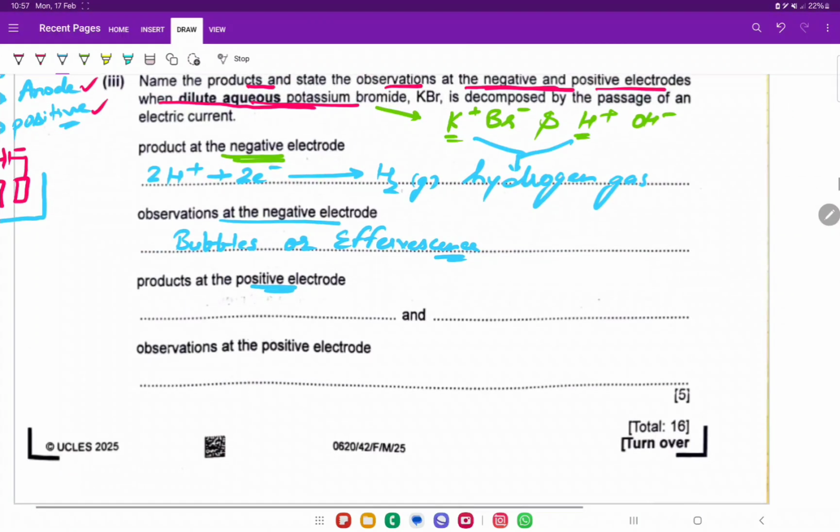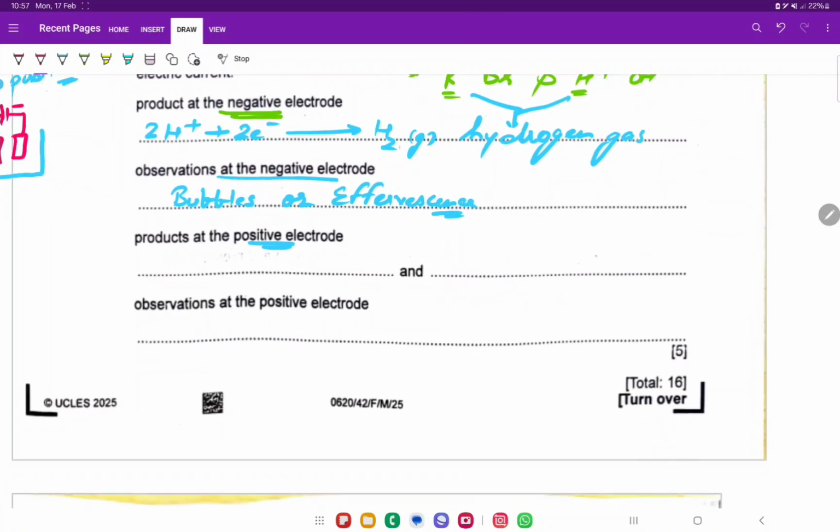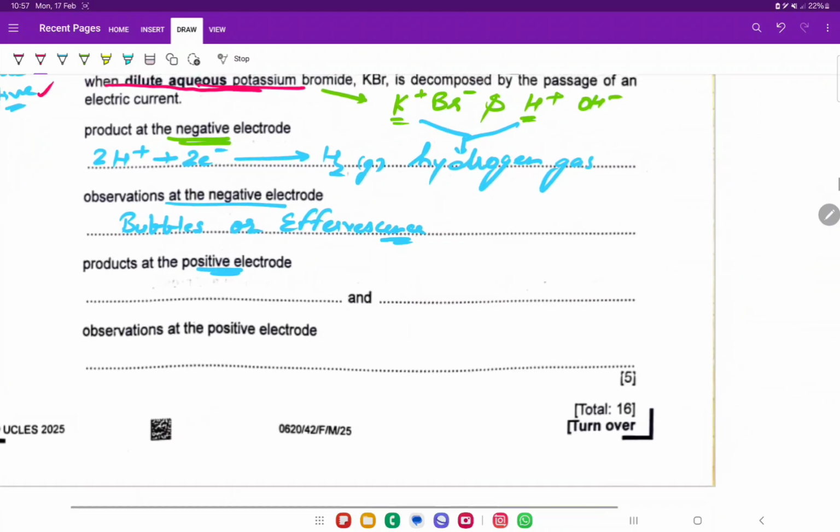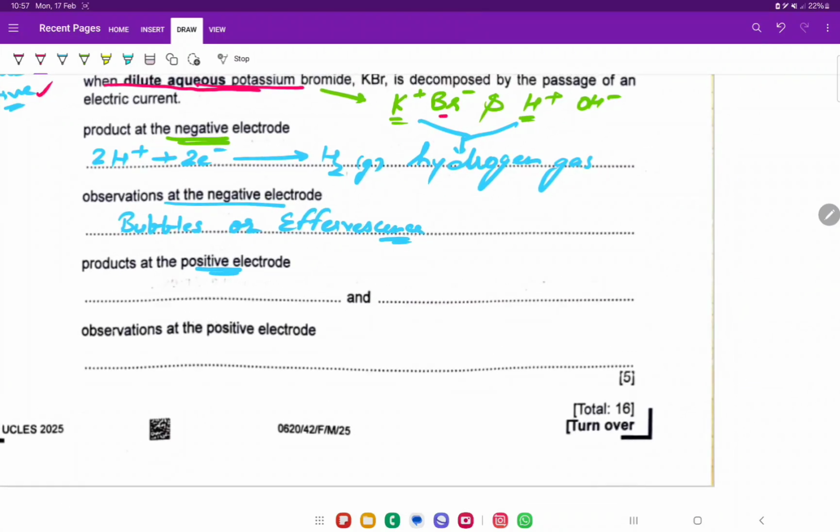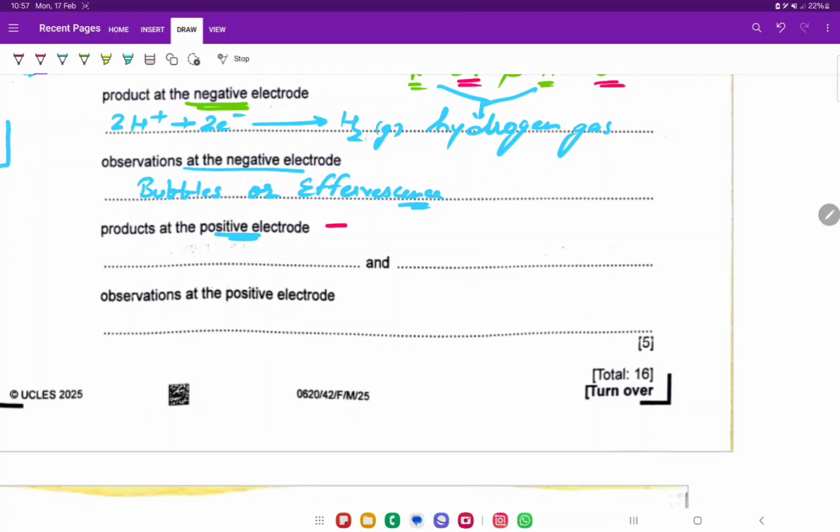Now here is a problem. When we talk about aqueous potassium bromide, the ions which will go to the positive electrode will be Br minus and OH minus both. Now, as per the syllabus of higher classes, Br has more tendency to lose charge. Thus, the product should be bromine.